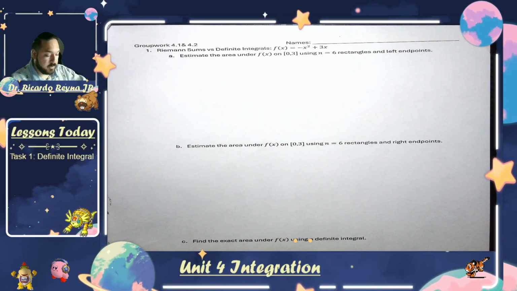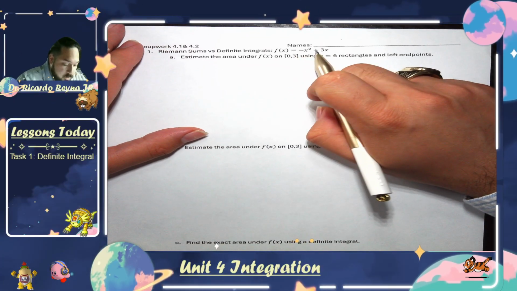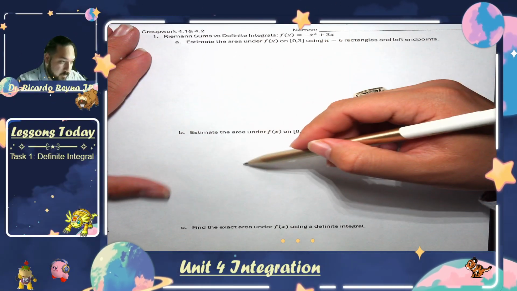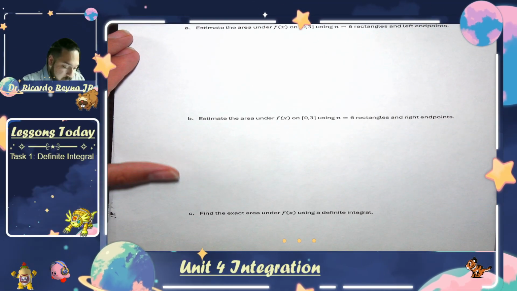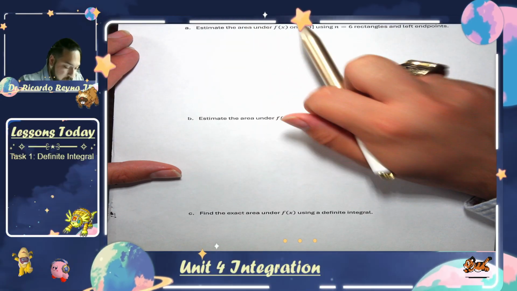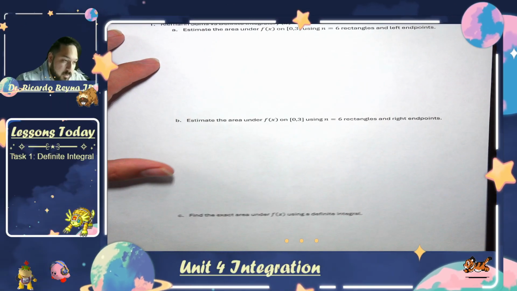So this is the Riemann sums versus definite integrals for this f of x function. This is our review of 4.1, this will do 4.2. This says estimate the area under f of x on 0 to 3 using 6 rectangles and left endpoints.